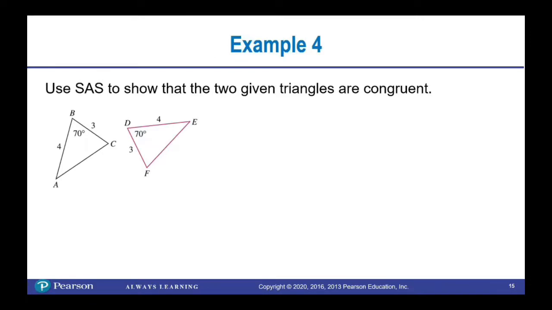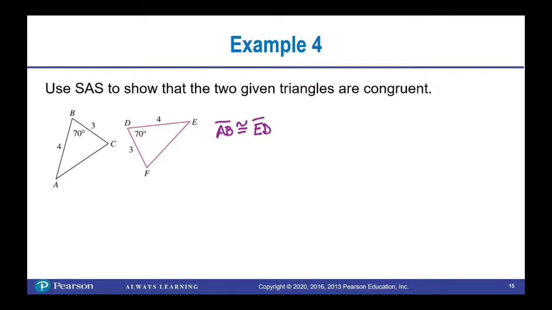Look at example 4. We have two sides that are congruent, a side of length 3 and a side of length 4, and then the angle between those two sides is congruent. So let's start naming our pieces, and remember that matching pieces need to be named in the same order. A and E match, so here segment AB would be congruent to segment ED. A and E match, B and D match.